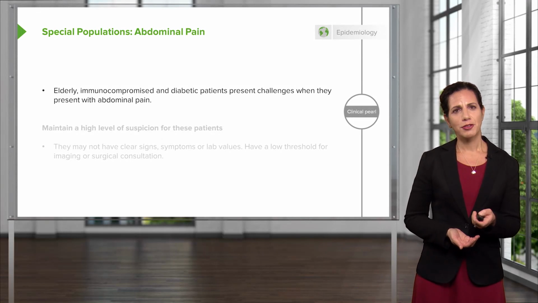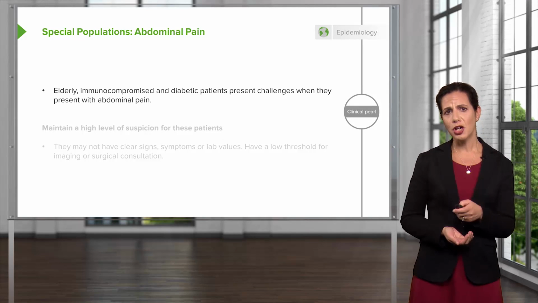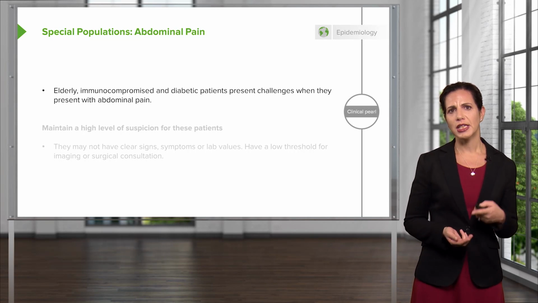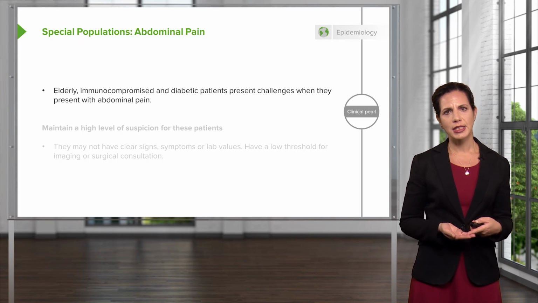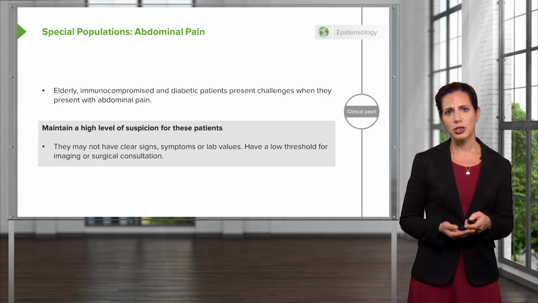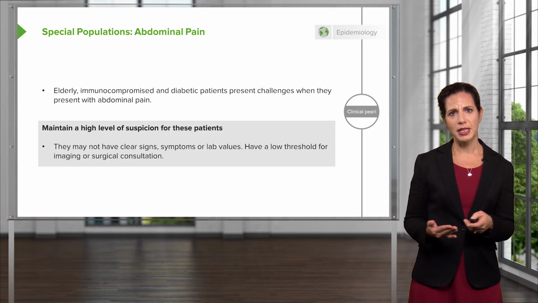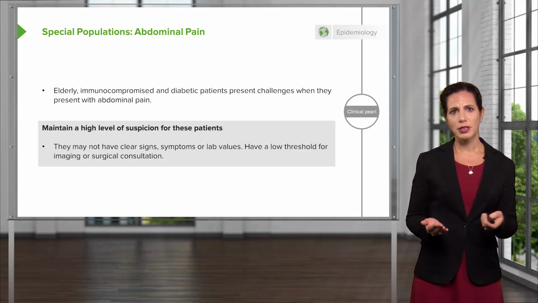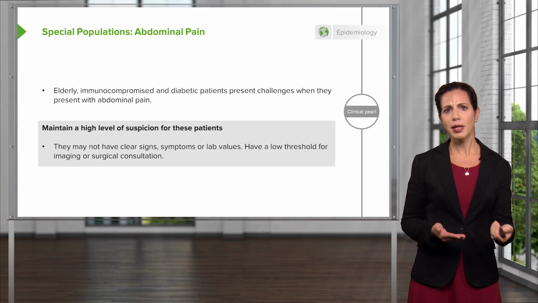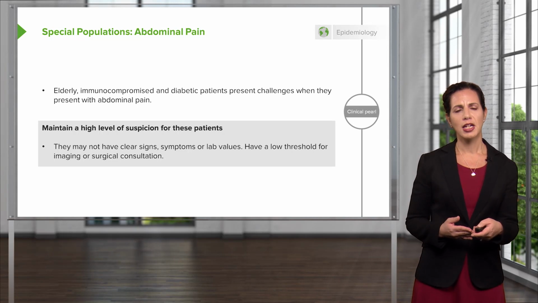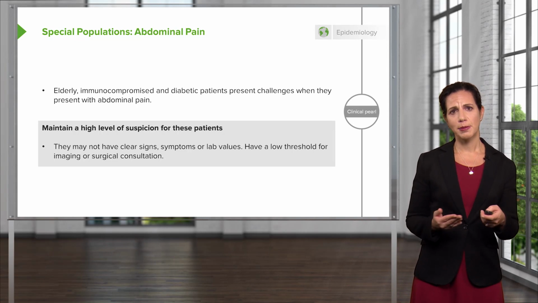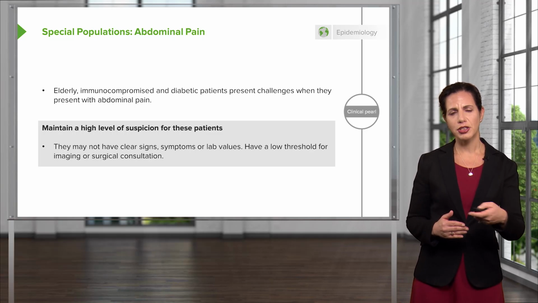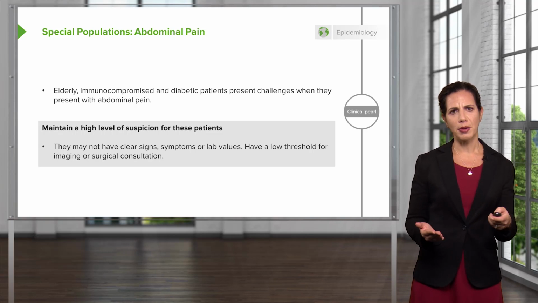Now, like lots of things that we've talked about during the emergency medicine lectures, it's important to always maintain a high level of suspicion of some kind of badness going on in elderly patients, immunocompromised patients, or diabetic patients. You want to have a high level of suspicion that they have something bad going on in their abdomen. They may not necessarily have clear signs or a clear exam, symptoms, or lab values, but have a low threshold in these patients for potential imaging or possible surgical consultation. Definitely, the one thing you don't want to do in these patient populations is necessarily always jump to a more benign diagnosis like reflux. You want to have a high suspicion that something could be going on in their abdomen.